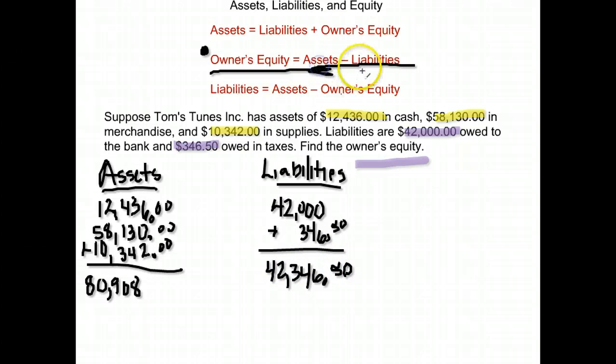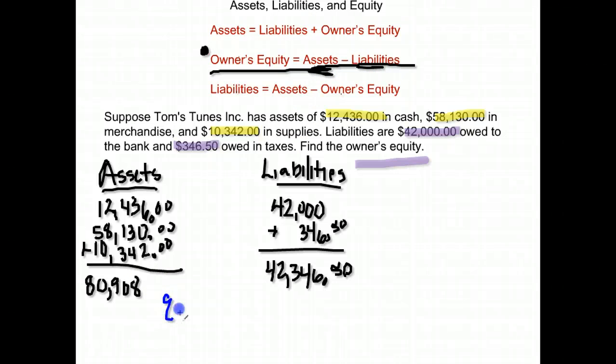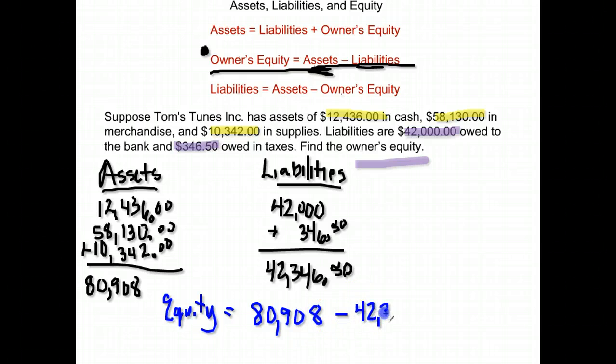Again, we're going to take our total assets minus our total liabilities. So we're going to take 80,908 minus $42,346.50. And we get $38,561.50.